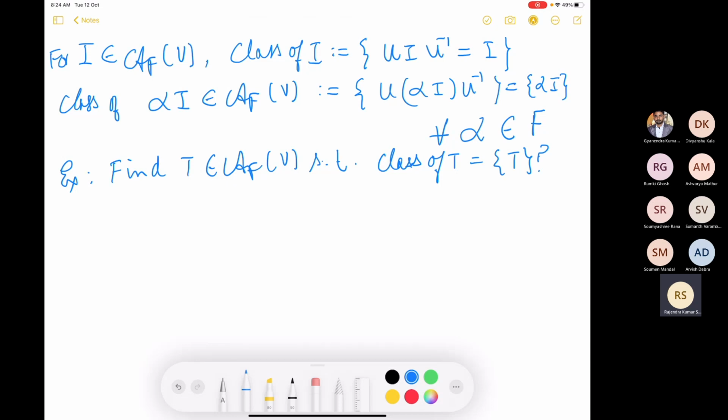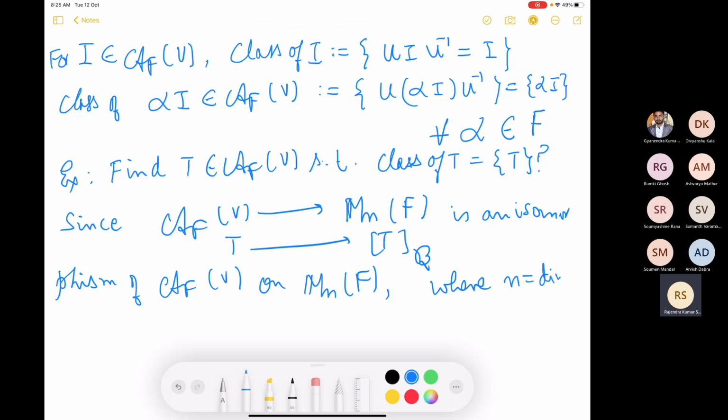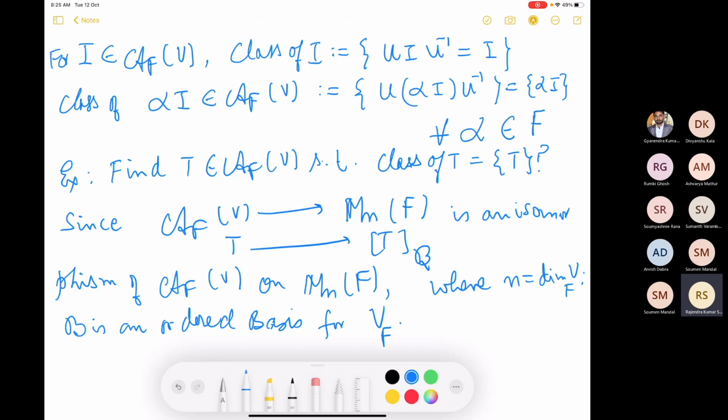So when is it the case that there is no other matrix other than T itself? Since the map from A(F,V) to M_n(F), T being sent to the matrix of T with respect to an ordered basis B, is an isomorphism of A(F,V) onto M_n(F), where n is the dimension of the vector space V over F, and B is an ordered basis for V over F.